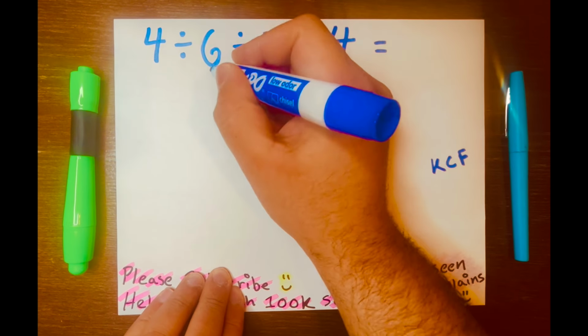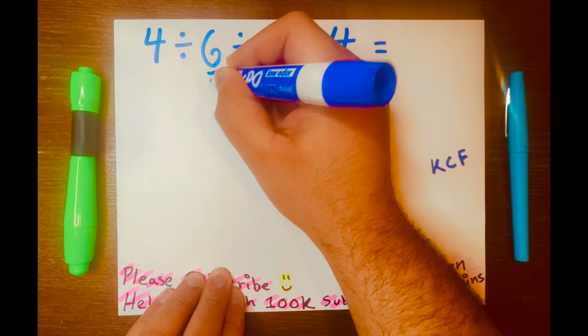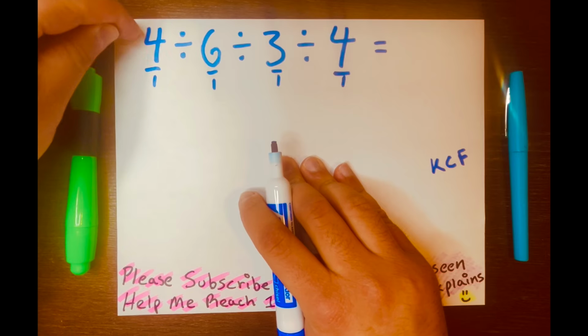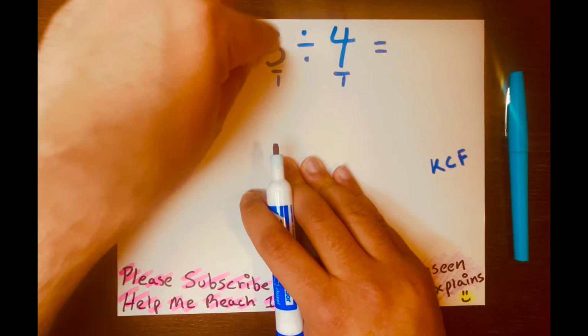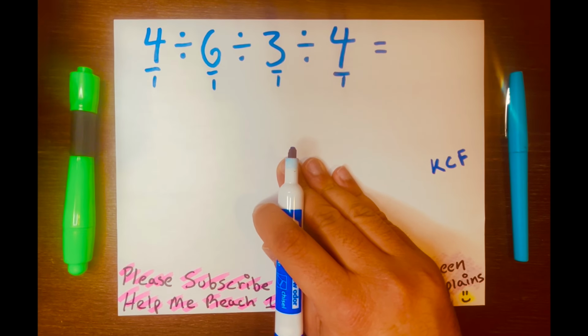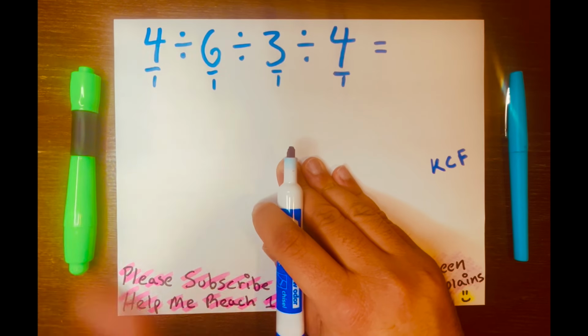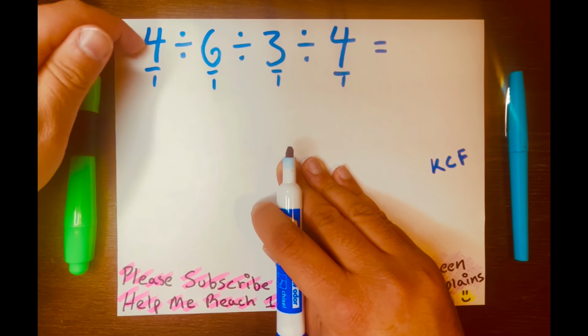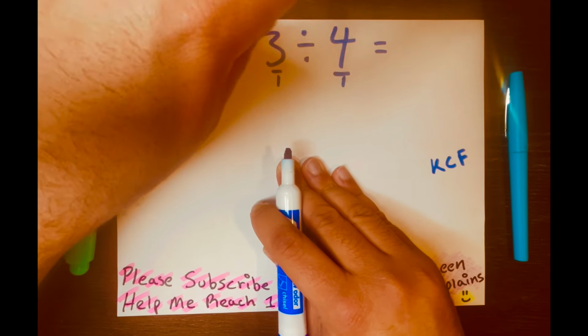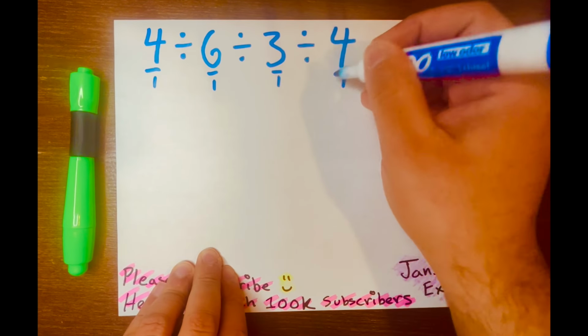this 6. And we can't just flip a 6, so we have to turn these into fractions to make the math easy. So we got 4 over 1, 6 over 1, 3 over 1, 4 over 1. If you divide them, they're going to give you the number that's on top. It does not change the numbers on top. So 4 divided by 1 equals 4, does not change the 4, does not change the 6, does not change the 3, and does not change the 4 if you divide it by 1.